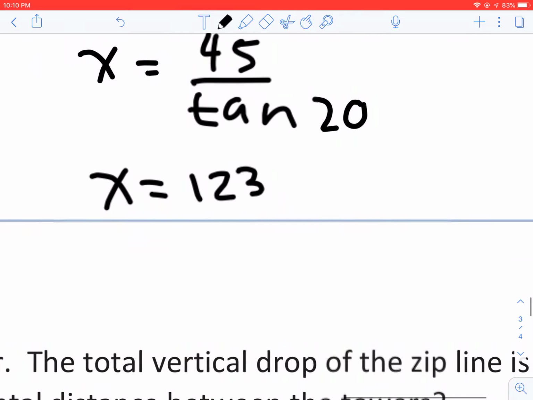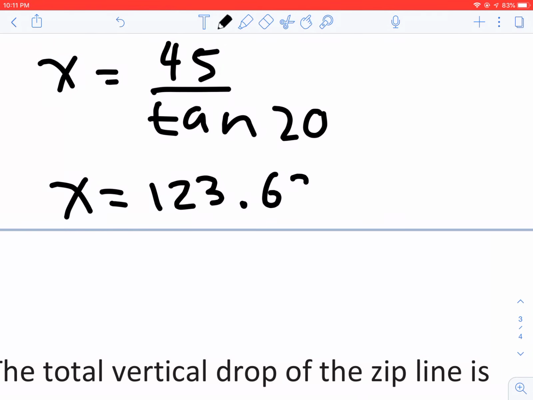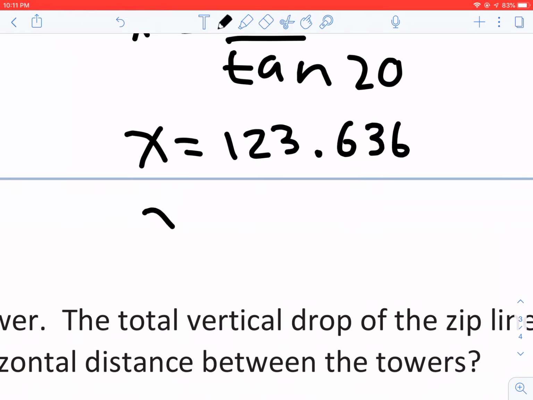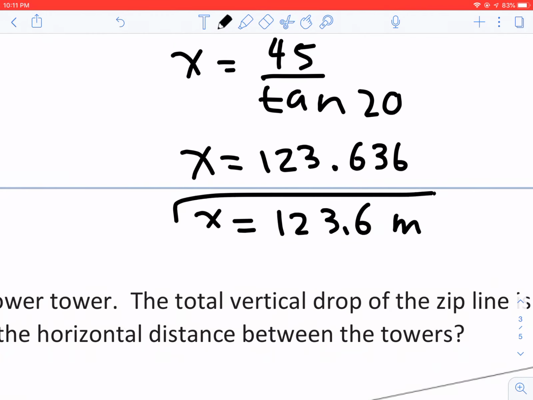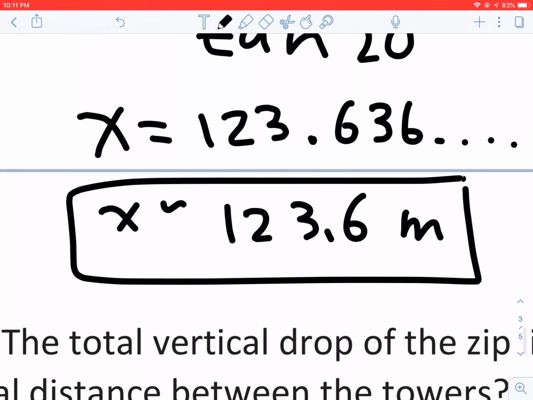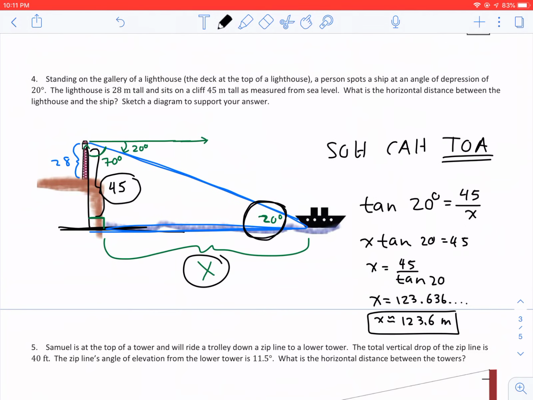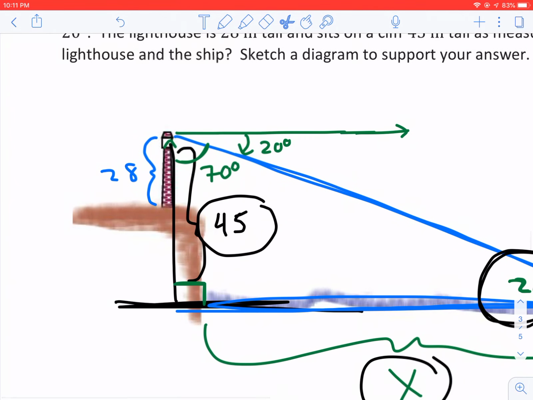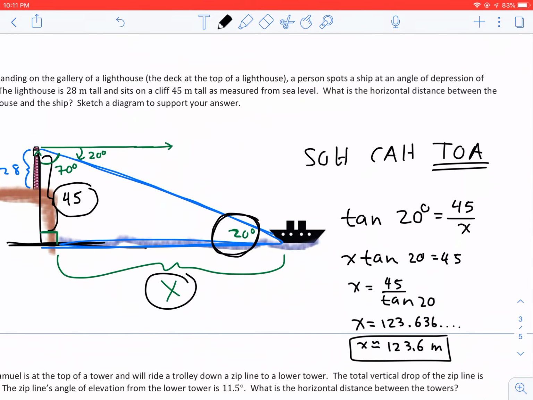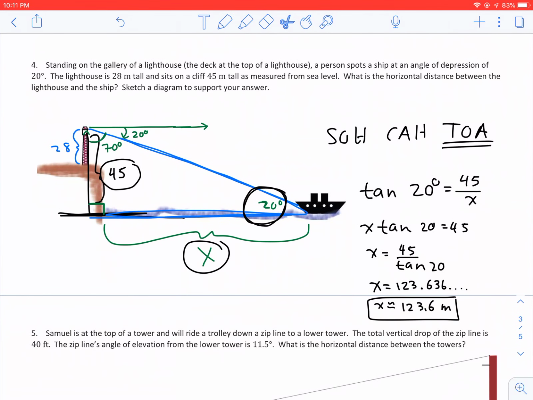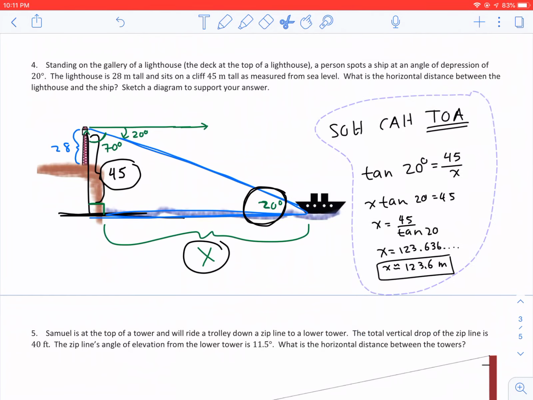It doesn't tell you to round, but it should tell you to round to whatever. Let's just round to the nearest tenth, let's say. And that's 123.6 meters. Of course, this is not exact, I should write approximately. So in this problem, they gave you extra information. You did not need to know the lighthouse is 28. It's okay that we didn't use it. But that's it. That is using our trig values.